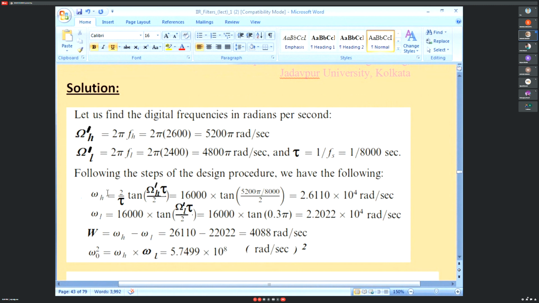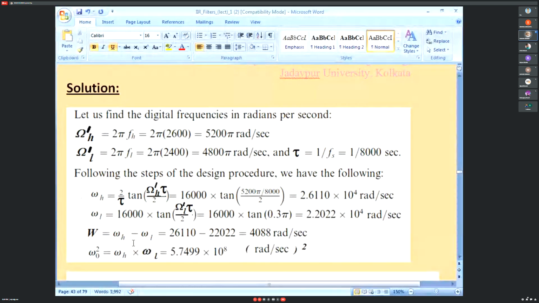Now, the pre-warped, first you have to carry out warping. Pre-warped analog filter cutoff frequency, the upper cutoff frequency or higher cutoff frequency, small omega h, comes out as 2.6 into 10 to the power 4 radians per second. The lower cutoff frequency, omega L, pre-warped lower cutoff frequency, it's 2 by tau tan of omega L prime tau by 2. That means it comes out as 2.2 into 10 to the power 4 radians per second.